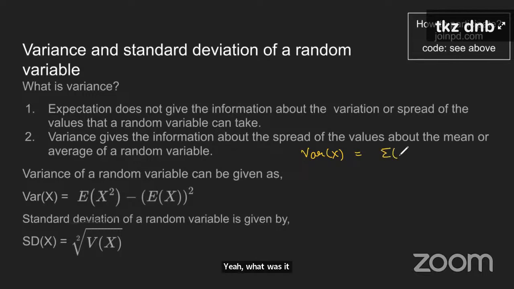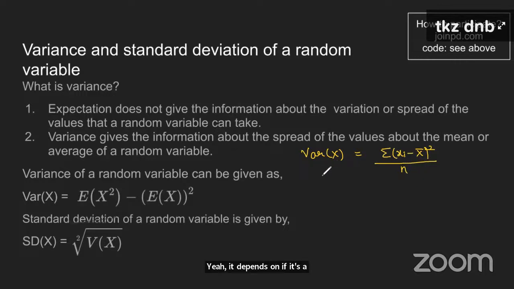It is the expectation of x square minus the square of expectation. That is in terms of expectation. We can also write it as the expectation of (xi minus mu) whole square. It is divided by n or n minus 1, depending on whether it is a sample variance or a population variance.